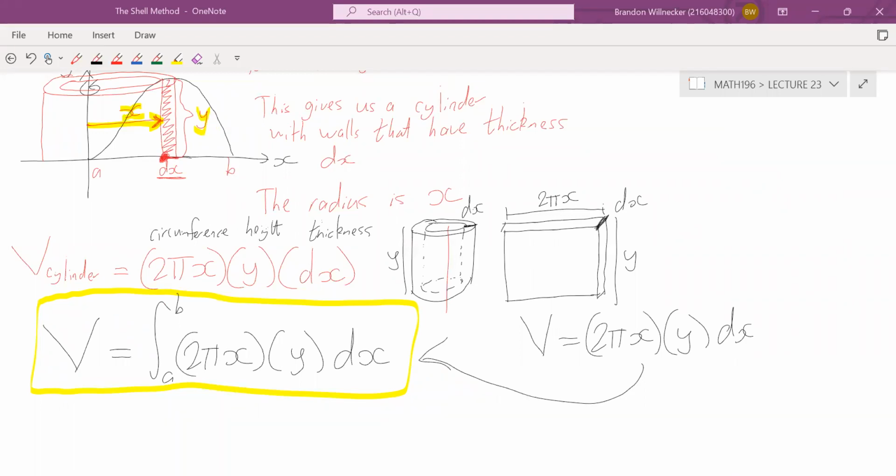Okay, does that make a bit more sense? Okay, is that all right? Do I need to explain it a different way, or you're all right with that?